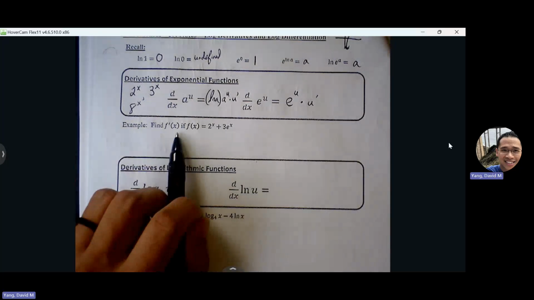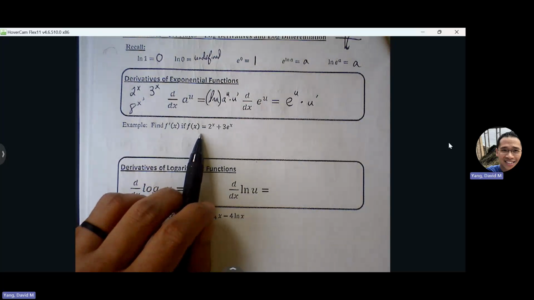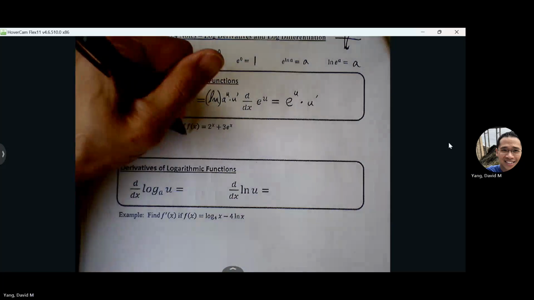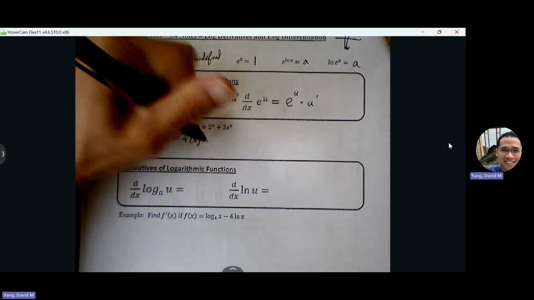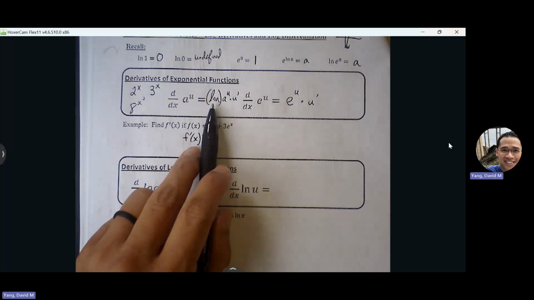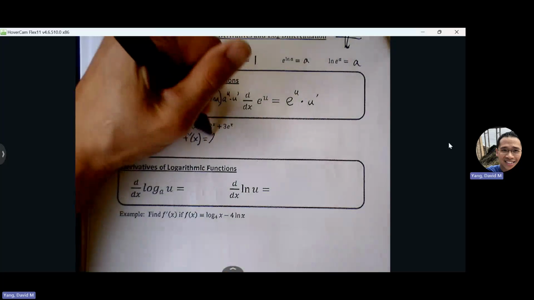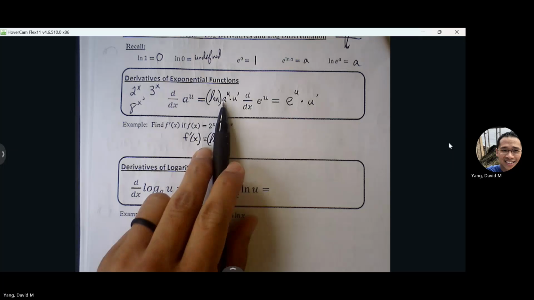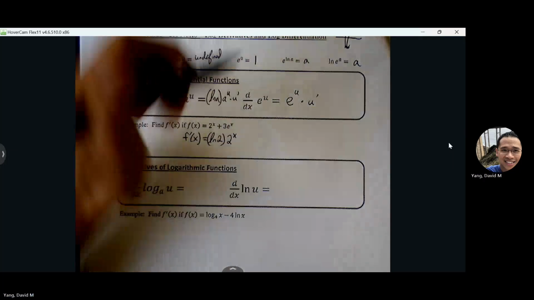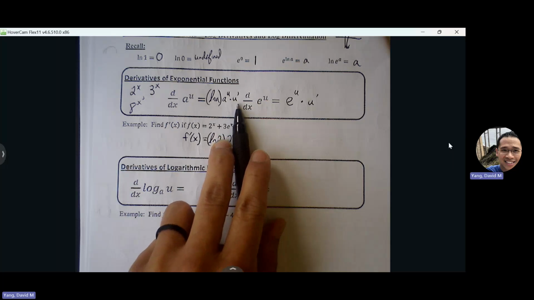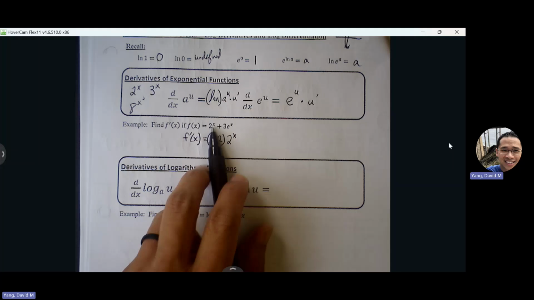So a quick example here. Find f prime if f of x equals 2 to the x plus 3e to the x. So 2 to the x falls under the category of an exponential function base a. So f prime is equal to, now think of 2 as base a. So what comes first? Yeah, ln of 2 times 2 to the x, yeah, the original function, times 1. Yeah, in this case, we look for chain rule, but there's nothing besides x.